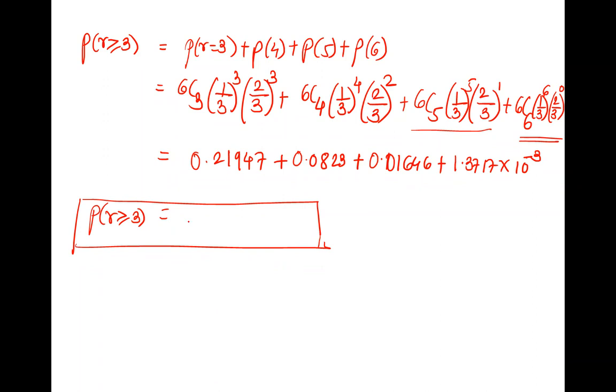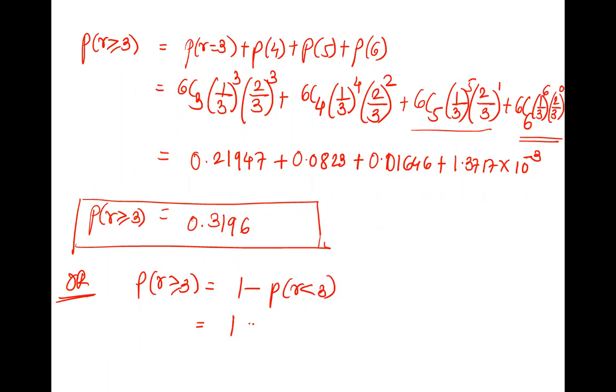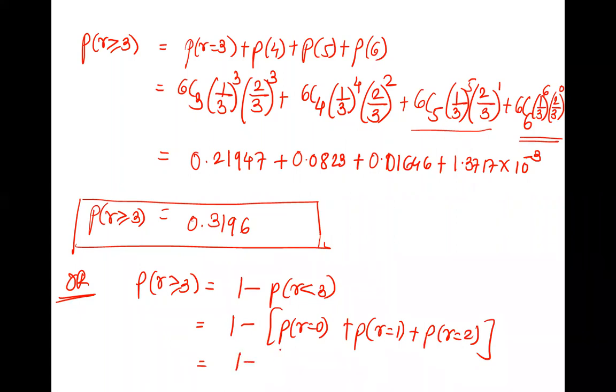How much? 0.3196. Correct. So this is the required probability of at least 3 dice to show 5 or 6, if you choose 6 such dice. Now we'll solve our other part also. Probability of R greater than or equal to 3 is nothing but 1 minus probability of R strictly less than 3. So strictly less than 3 means 0, 1 and 2. Solve this also and we'll check whether we are getting the similar answer or not.